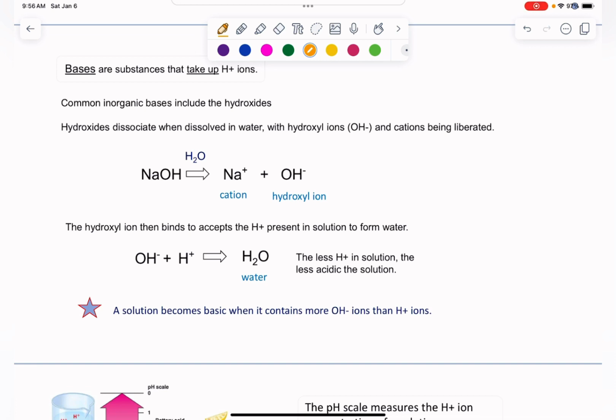The opposite of acids are bases. Acids release hydrogen ions into solution. Bases are substances that take up hydrogen ions from solution. Sodium hydroxide is a good example of a base because when you put it in water, it dissolves not only into sodium ions, but into hydroxyl ions. And these hydroxyl ions are what make it a base because the hydroxyl ions bind with free hydrogen and convert it into water. And so they're essentially taking free hydrogen out of the solution and binding it up in water.